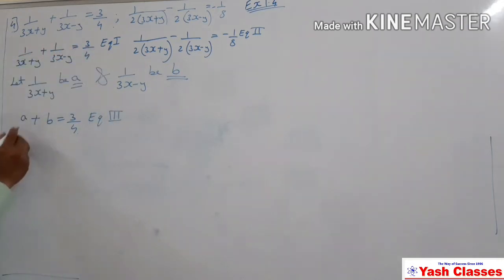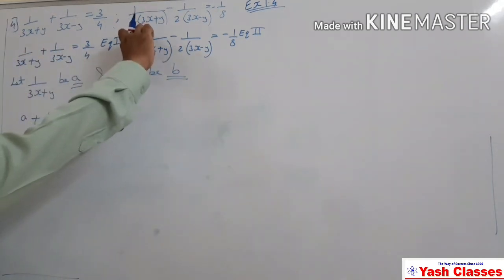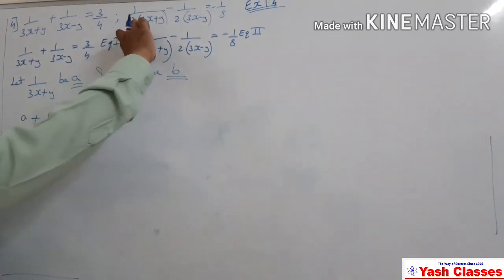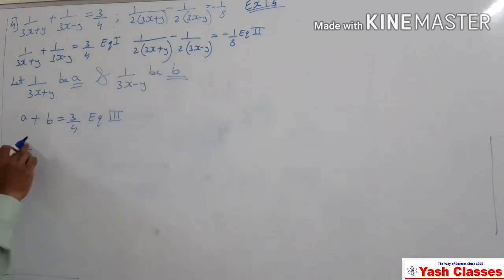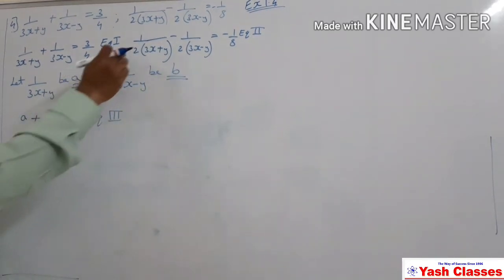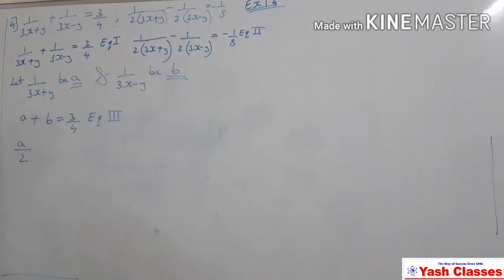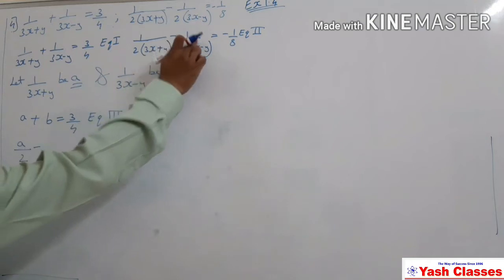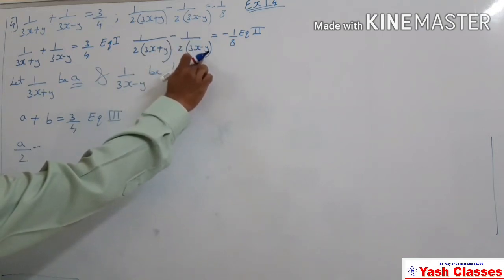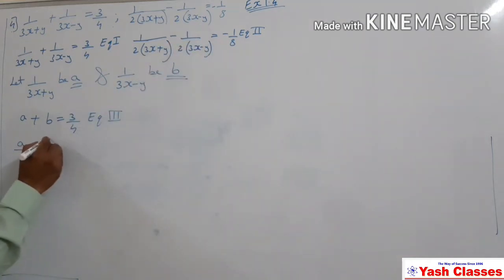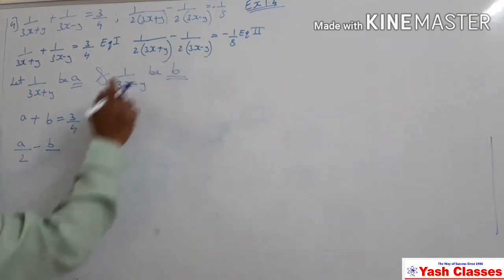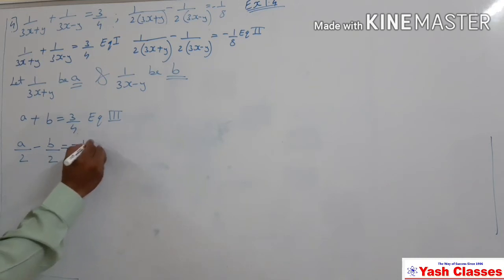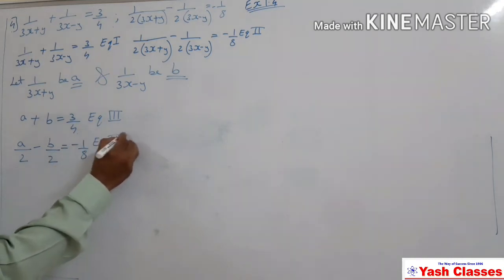Here we have to take A, but 2 is down. See here, for this 1 upon 3x plus y we have taken A, but 2 is in the denominator, so 2 will come here. Minus sign is there. Here 1 upon 3x minus y we have taken B, but 2 is down here, so A upon 2 minus B upon 2 is equal to minus 1 upon 8, equation number 4.